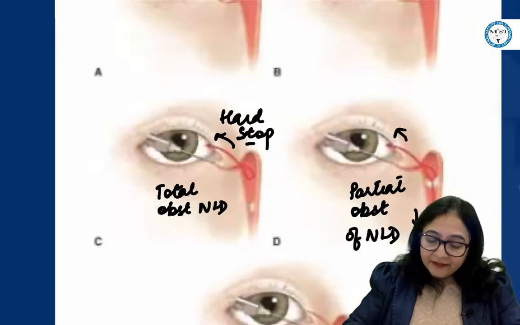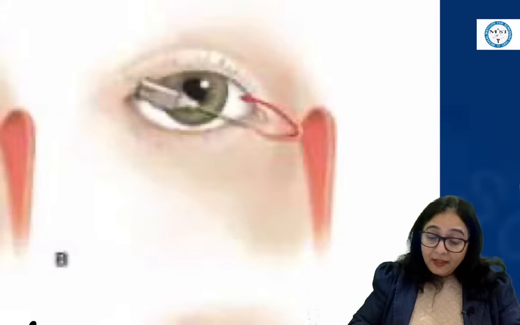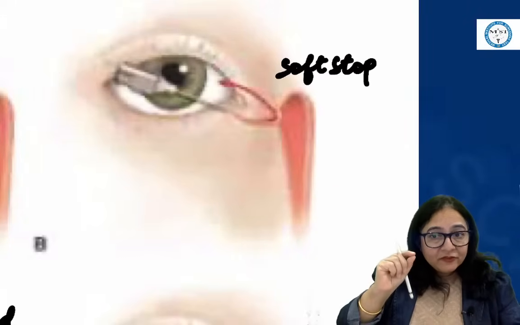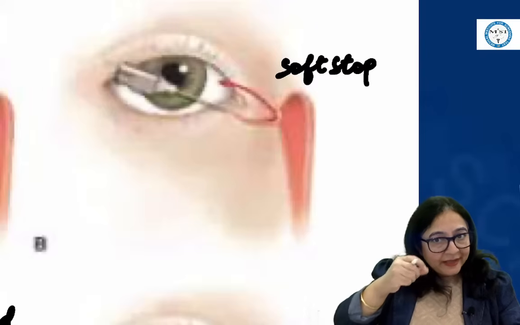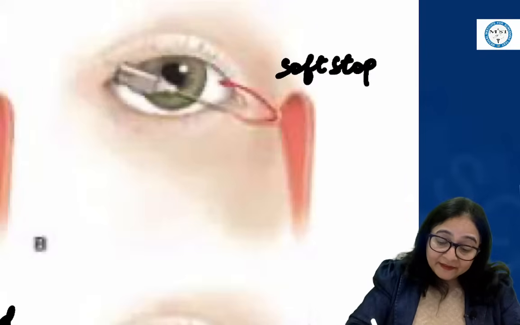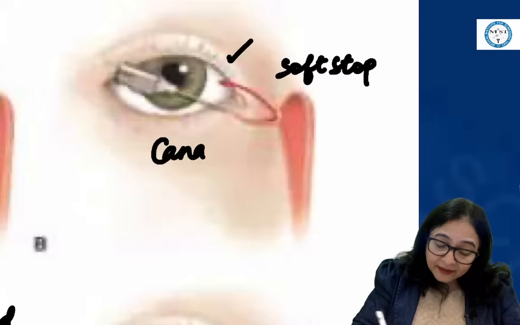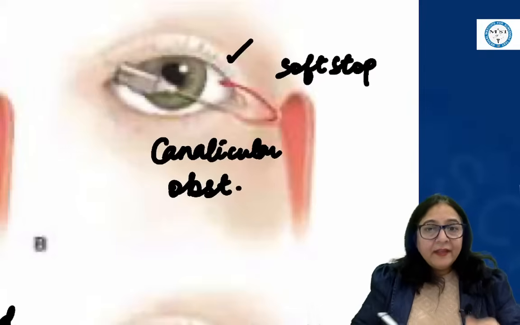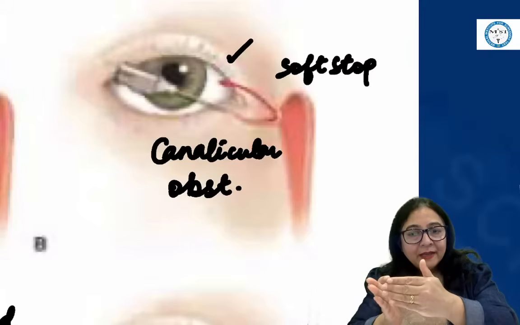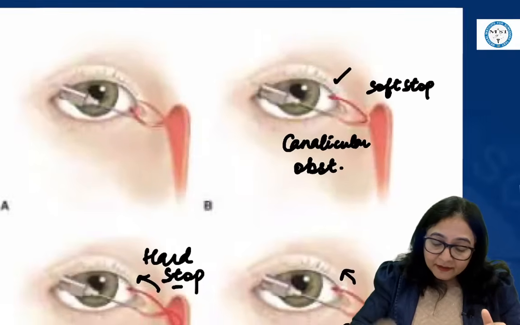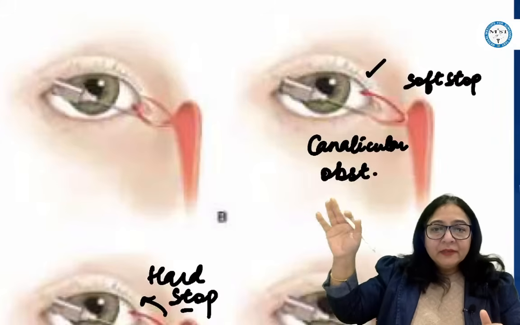Whereas if you encounter a soft stop, it means the tissue feel is like that of a soft tissue, but the cannula is not advancing any further, and there is again regurgitation from the opposite punctum. So that indicates a canalicular obstruction, that you are able to pass up to the common canaliculus area, but not any further. Whereas normally it should go up to the NLD.